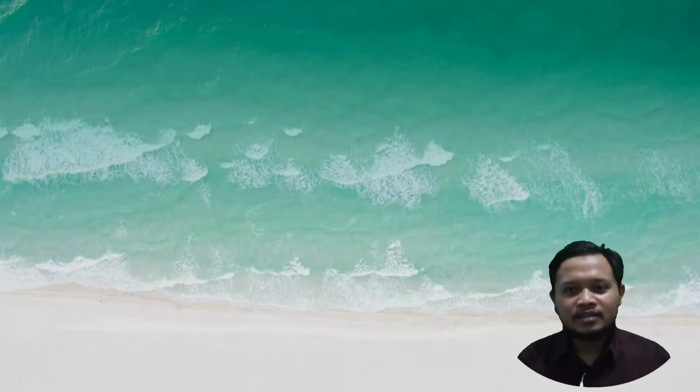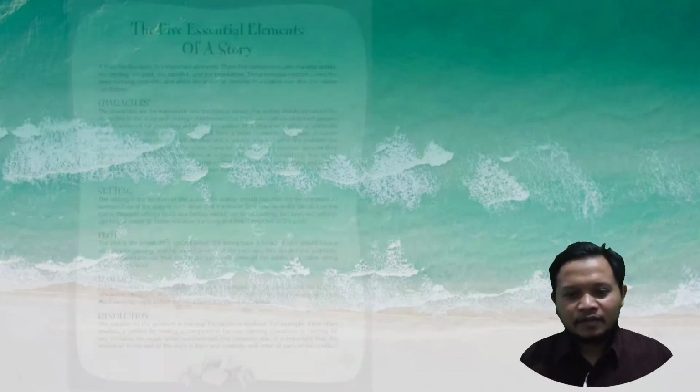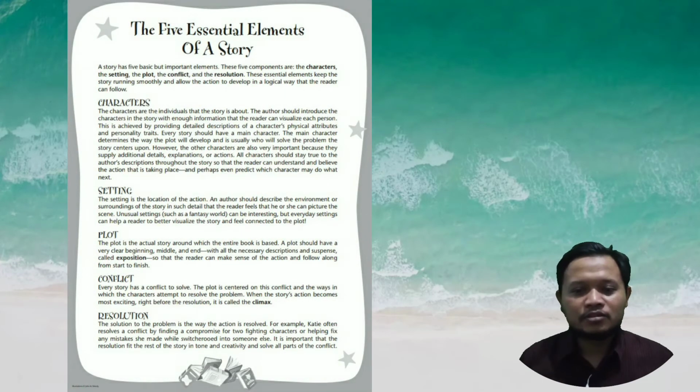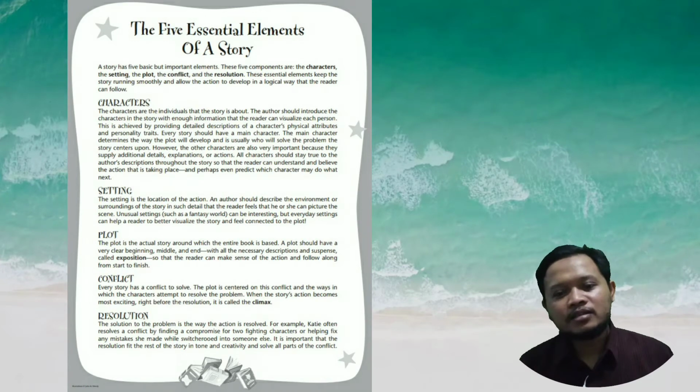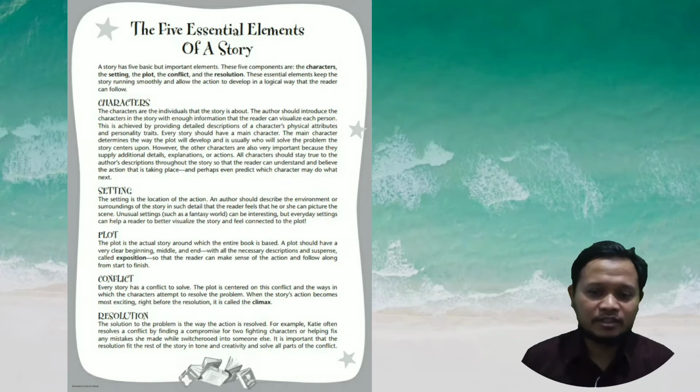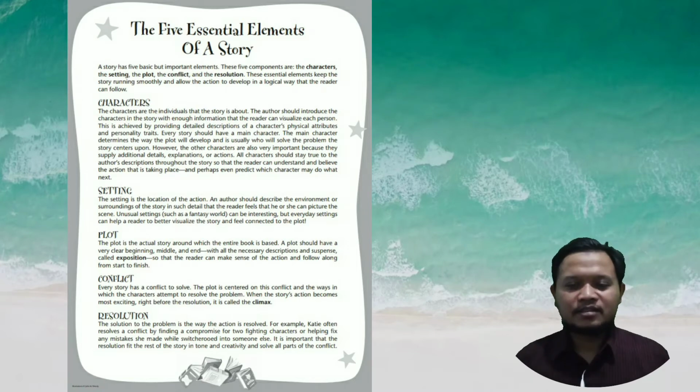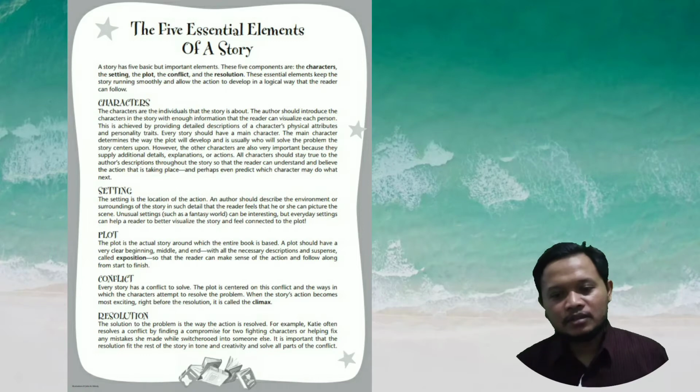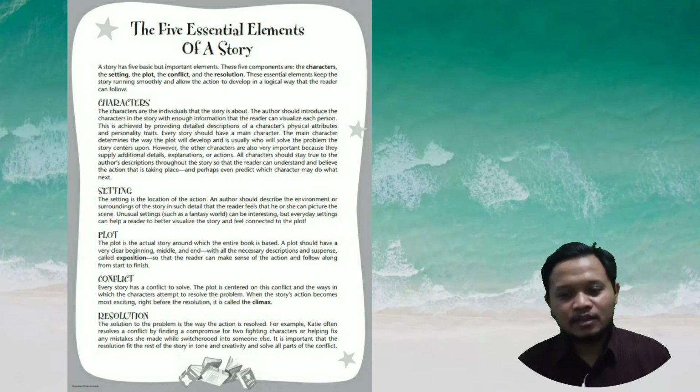Having looked at the slide, there are 5 essential elements of a story. The first one is characters, the second one is setting, the third one is plot, the fourth one is conflict, and the last one is resolution. Characters are the individuals that the story is about, while setting is the location of the action.